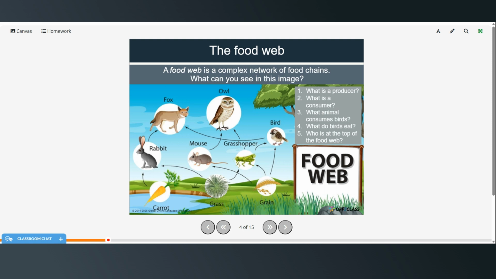And what do birds eat? Well, birds can eat mice, grasshoppers. They can also eat grain and grass. And who is at the top of the food web? Well, in this one, it looks like the owl would be at the top. The owl and the fox because, let's see, neither of them, I guess the fox because nothing eats the fox. So the fox would be at the top of the food web.